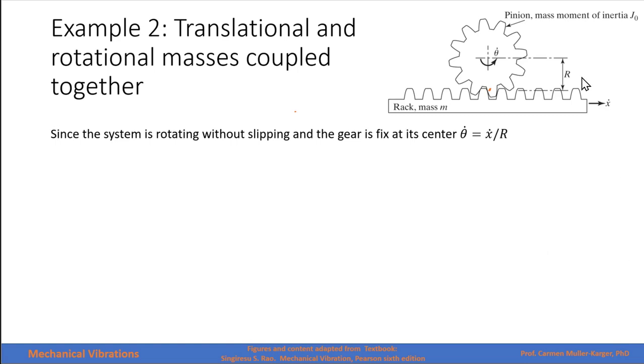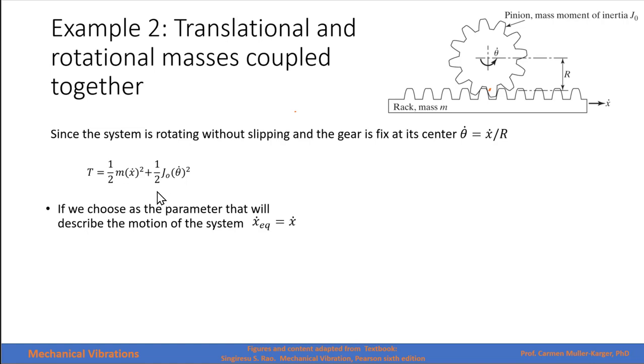As a second example, we have here a pinion, which is a gear that has mass moment of inertia G sub 0, and we have a rack. The rotation of this gear, since these 2 points have the same velocity, will be a function of this linear velocity over here. We can calculate the kinetic energy of the system as the kinetic energy of the rack, which is a linear kinetic energy, and then the kinetic energy of the pinion, which is a rotational kinetic energy, right?